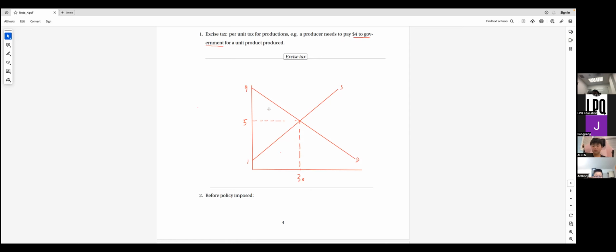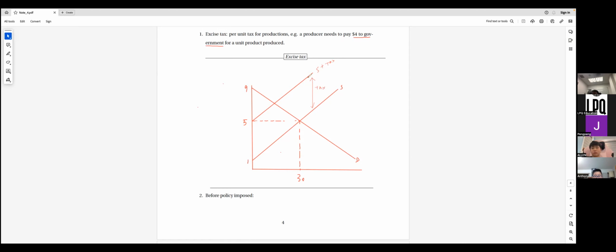Okay, so we shift the supply curve to left, right? You shift the supply curve to left, and you label the second supply curve by supply plus tax. And you need to keep in mind, you need to maintain the vertical difference between the two supply curves equal to tax.